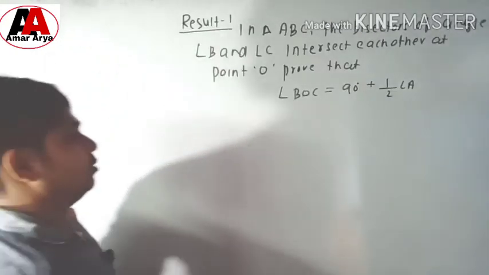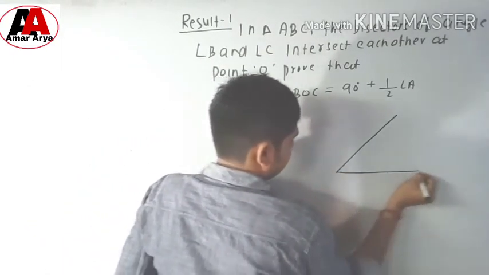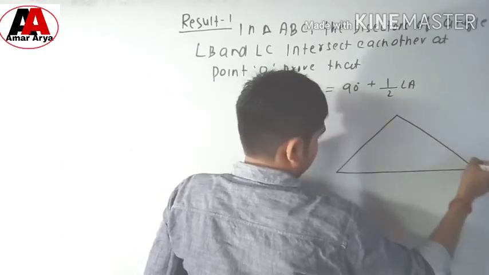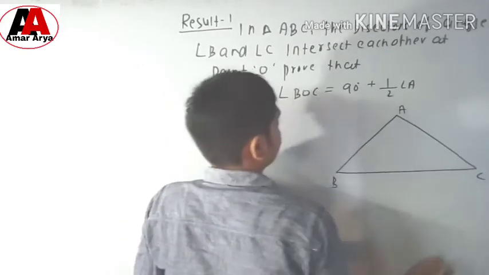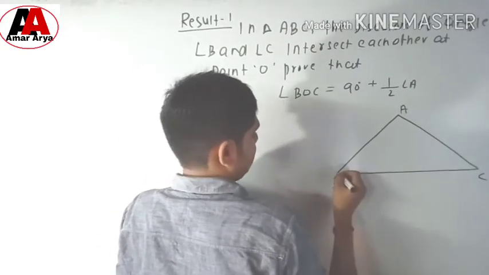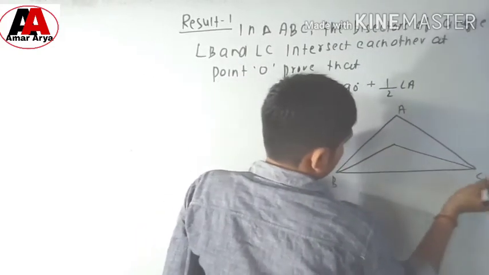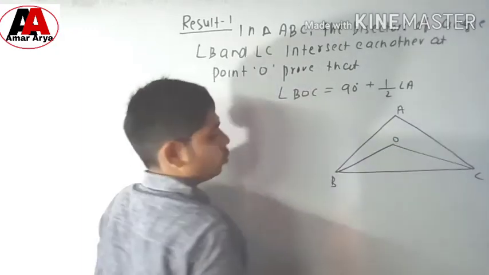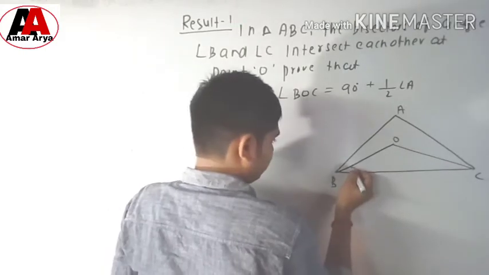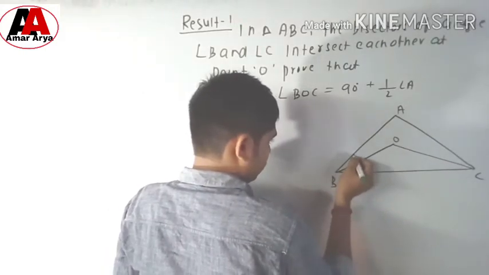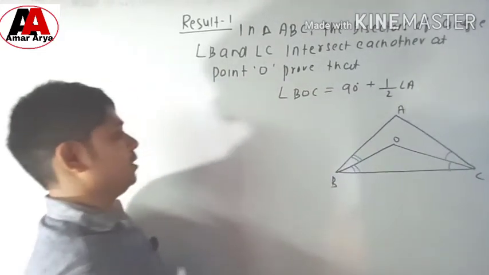Please try to understand. This is the triangle, and here is A, here is B, here is C. The bisectors of angle B and C meet at O. You must understand that the value of this angle equals this one, and the value of this equals this one, because this is the bisector.